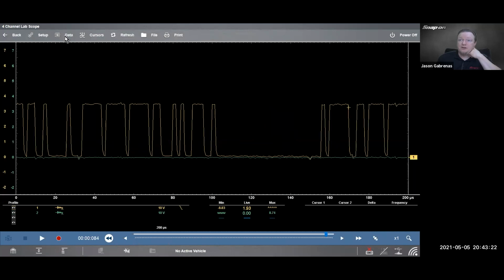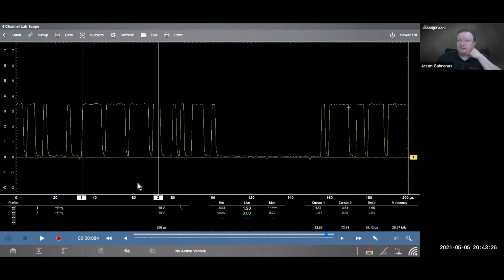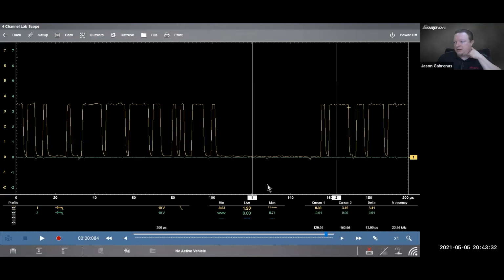Good enough. Okay, so we'll go to cursors. Turn on. Okay, so we have a data packet and we have a low side. On my low side, in this case, on my idle state where I'm not transmitting, pretty much 0 volts. 0.08 on my high side, negative 0.01 on my low side. So yeah, pretty darn close to 0 volts, shorted to ground.